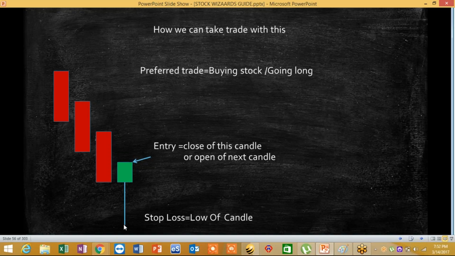So the preferred action in this reversal type will be to buy or to go long. Is that clear?